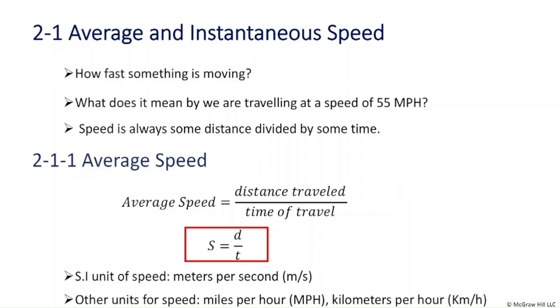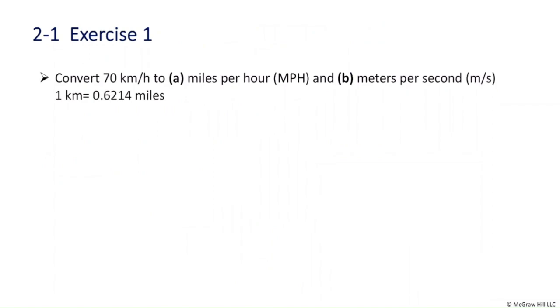So now that we know how to calculate average speed using s equals d over t and understand the units, let's try a simple example together to see it in action. Now grab a piece of paper and let's solve it step by step. So let's practice converting units. Convert 70 km per hour into miles per hour, mph, and meters per second. I'll give you a moment to try this on your own. Now pause the video and give it a try.